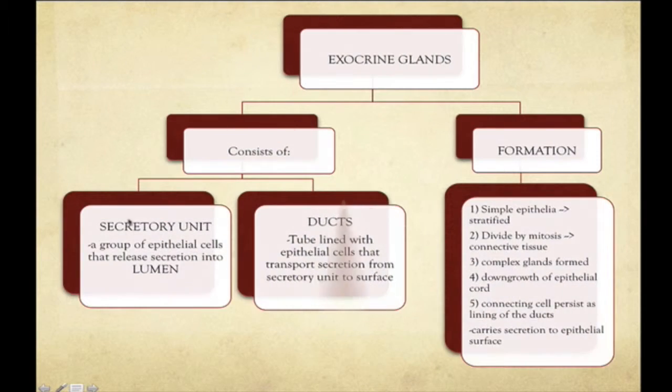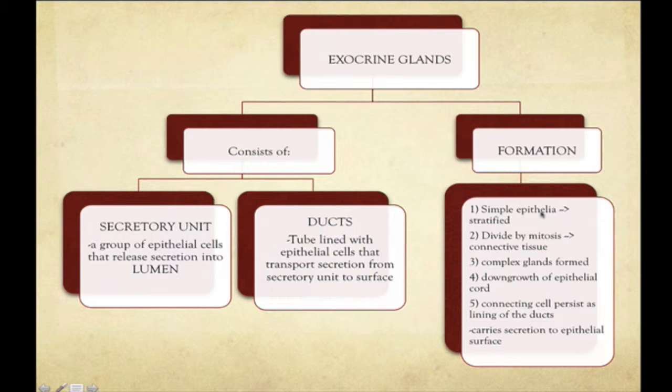First, exocrine gland consists of a secretory unit, which is a group of epithelial cells that release secretion, and also a duct, which is a tube lined with epithelial cells that transport secretion from the secretory unit to the surface. The formation of exocrine gland.